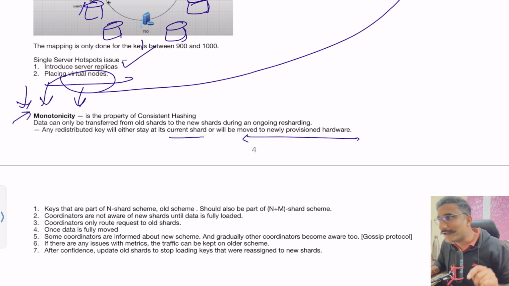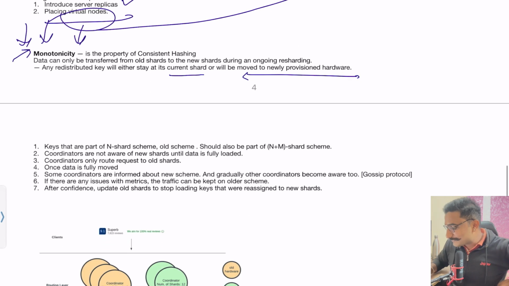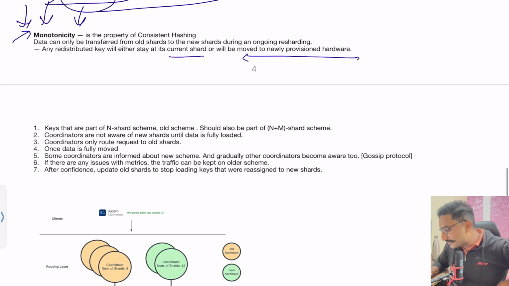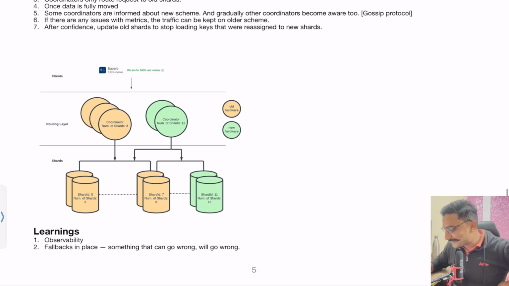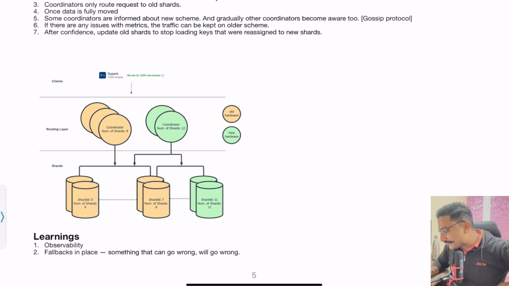You might get confused. Let me explain it a little bit with the help of an example. Okay, here we have an example. So keys that are part of the n shard scheme, the old scheme, should also be part of the new scheme. Let's understand with the help of a diagram. So earlier, let's say you have the number of shards as 8. Okay, in the new scheme you have the number of shards as 12.